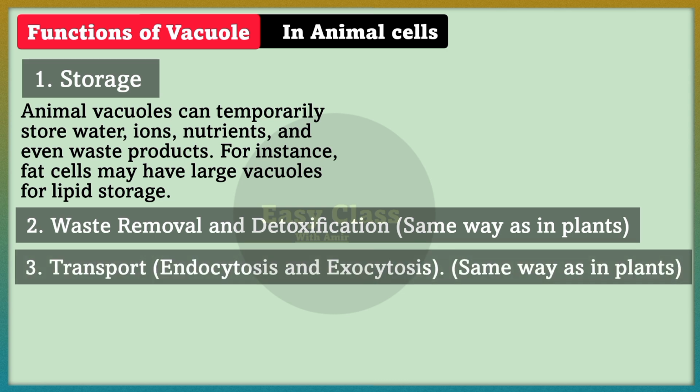Transport. Endocytosis and exocytosis. Vacuoles, or vesicles, which are essentially small vacuoles, are involved in endocytosis, taking substances into the cell, e.g., food vacuoles formed during phagocytosis, and exocytosis, releasing substances out of the cell.